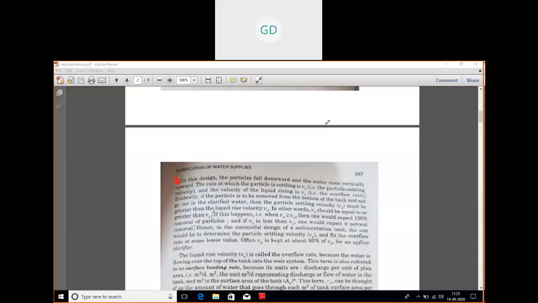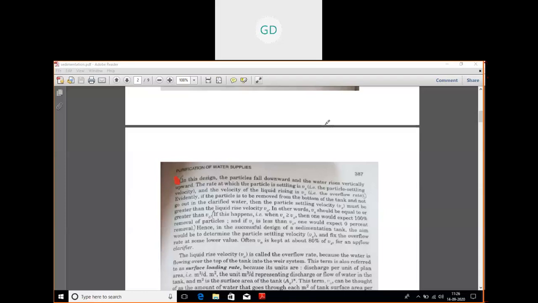When the particles whose specific gravity is greater than water settle downward, that downward settling velocity is symbolized by Vs. And when the particles fall downward, the water rises vertically upward. That velocity at which the water is rising upward is designated by V naught, that is your overflow rate.